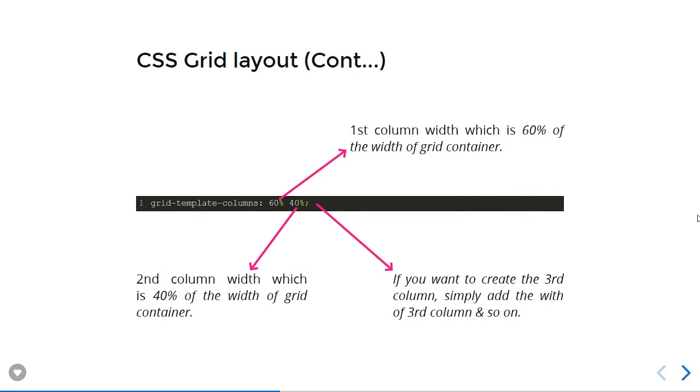60% is the first column width, which is 60% of the width of the grid container. The second column width is 40% of the width of the grid container. If you want to create a third column, simply add the width of the third column, and so on.